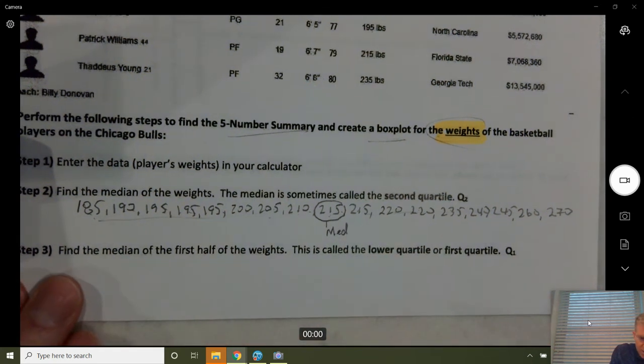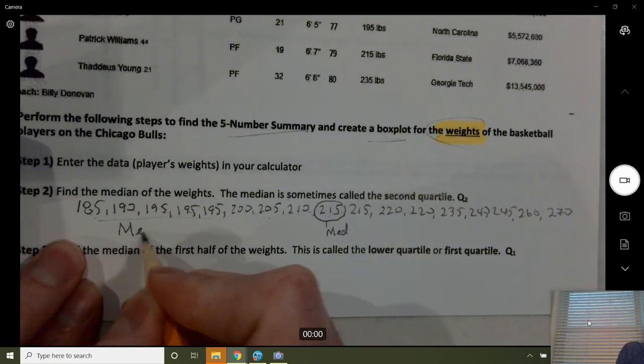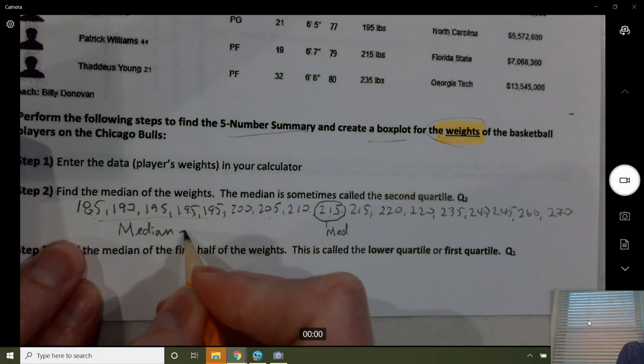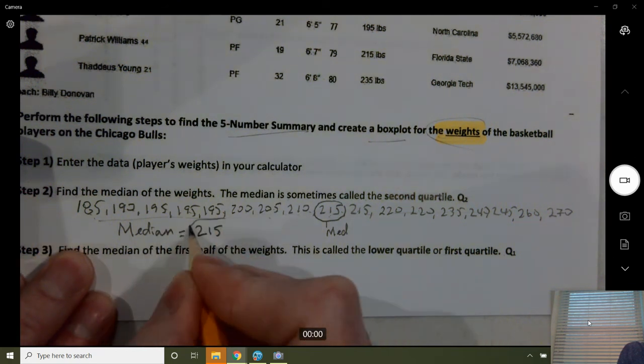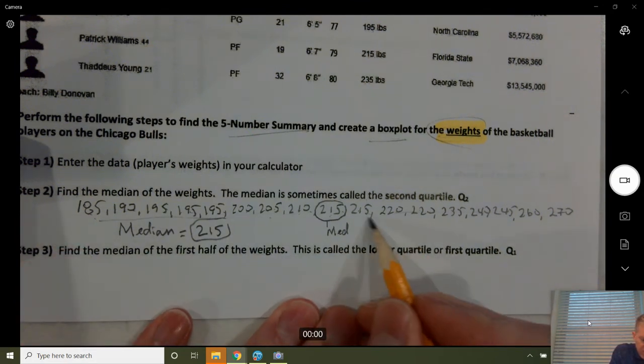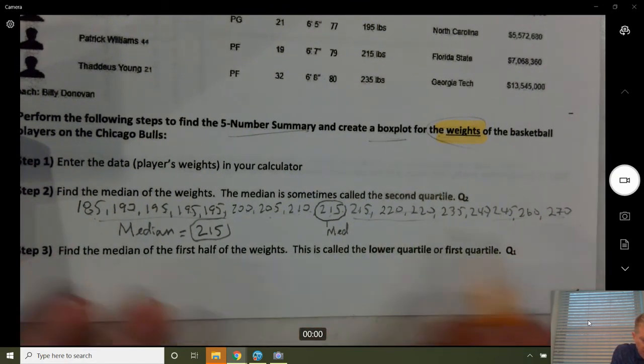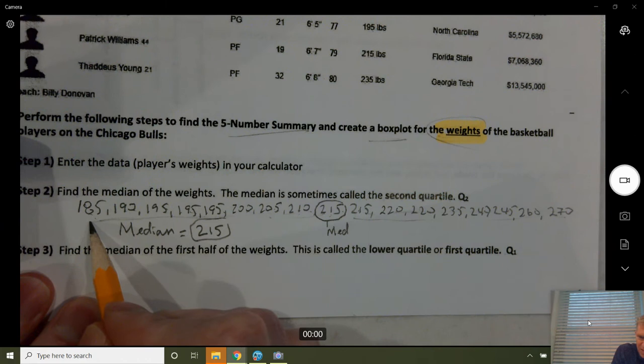So find the median of the weights. The median is equal to 215. Okay, and remember what that means. 50% of our players weigh more than that. 50% of our players weigh less than that.